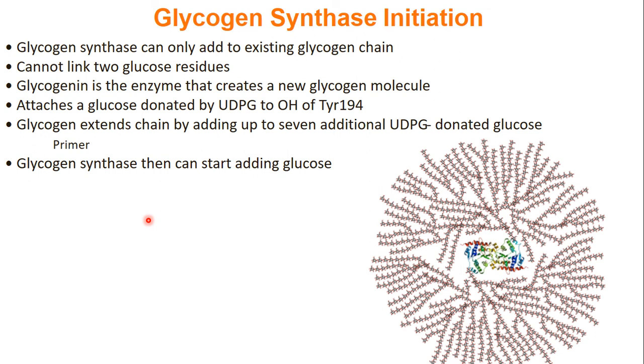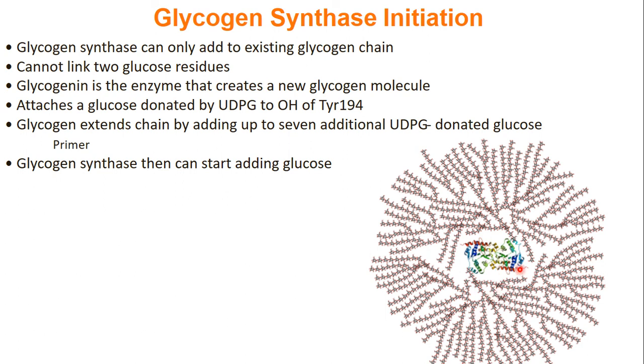Now, glycogen synthase can only add sugars to pre-existing glycogen chains. You cannot just take two glucose and link them together with glycogen synthase. Therefore, we need a different enzyme to get glycogen started. And that different enzyme is glycogenin. That's the enzyme that creates our new glycogen molecule.